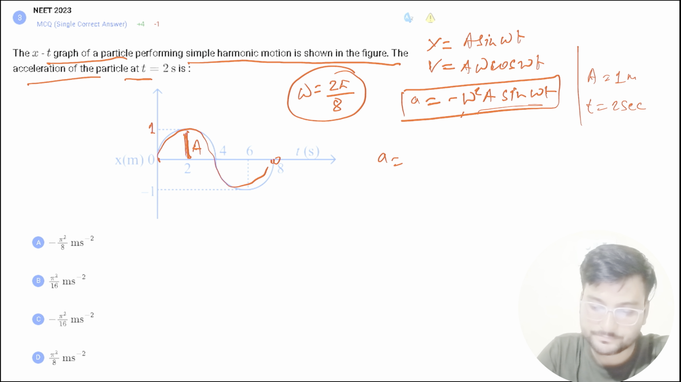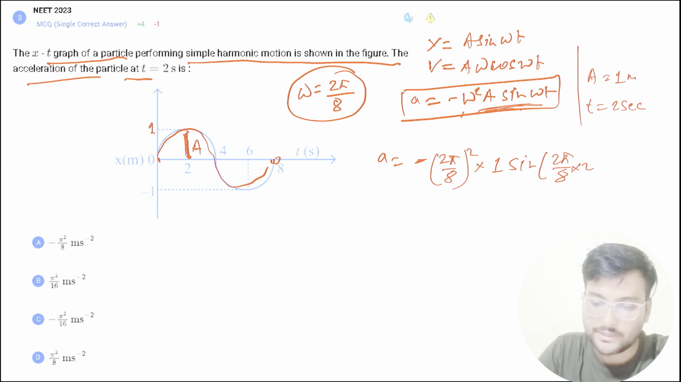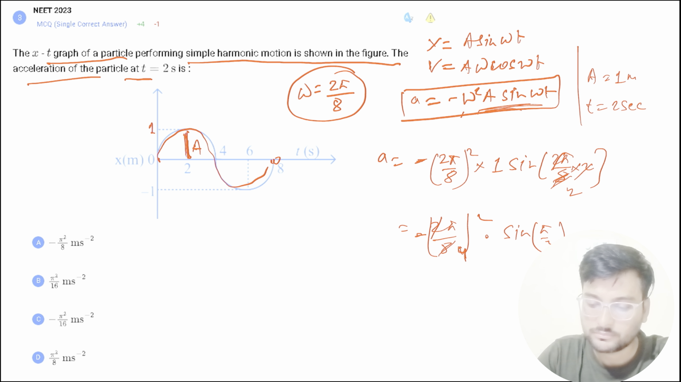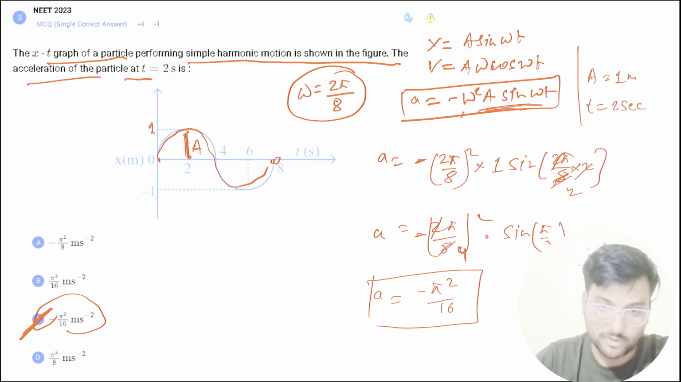And the time is already given to you as 2 seconds. So we put all the values in the formula. Acceleration is equal to minus of (2 pi by 8) square into 1 into sine of 2 pi by 8 into 2. When I cancel this, this becomes 4, so sine pi by 2. So we get pi square by 16 as the correct option here. Pi square by 16 means option number C is the correct option among the given options.